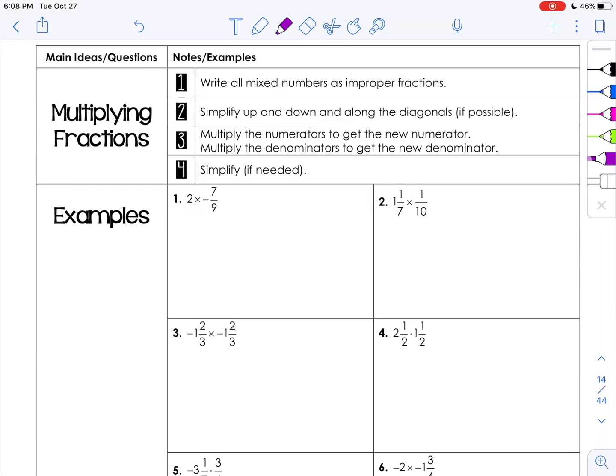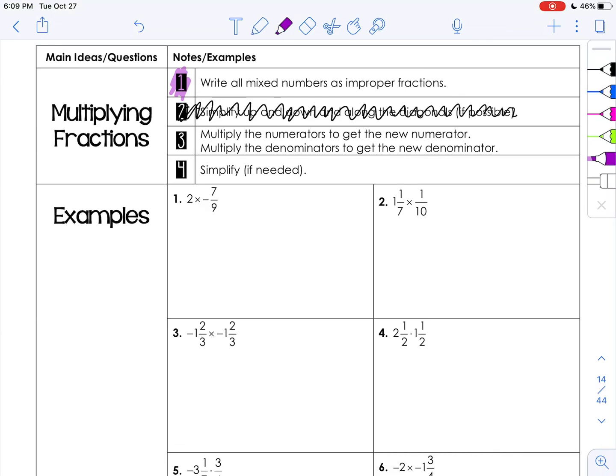In this lesson, we're going to be discussing multiplying fractions, or multiplying rational numbers. When you multiply rational numbers, some of your steps are similar to adding and subtracting rational numbers. To begin with, you want to write all of your mixed numbers as improper fractions, just as you do with adding and subtracting. Step 2, we're going to omit for now. We're going to wait to simplify at the end of the problem.